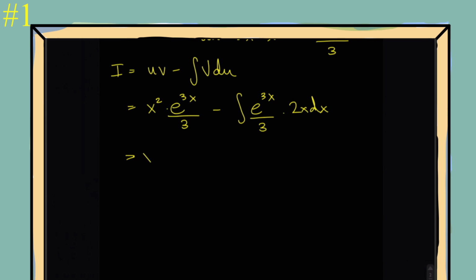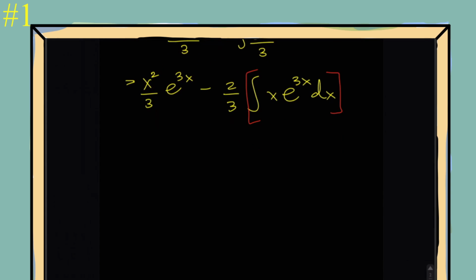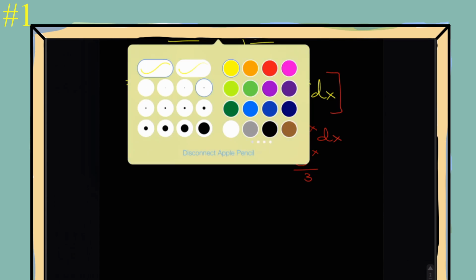We still have an issue because we have minus 2/3 integral of x e to the 3x dx. We still have this thing to deal with right here. So let's apply by parts again and hope that it's going to help us out. So again, we're going to take u equals x so that du is equal to dx. And we'll pick dv as e to the 3x dx, and we know the integral of e to the 3x is e to the 3x over 3.